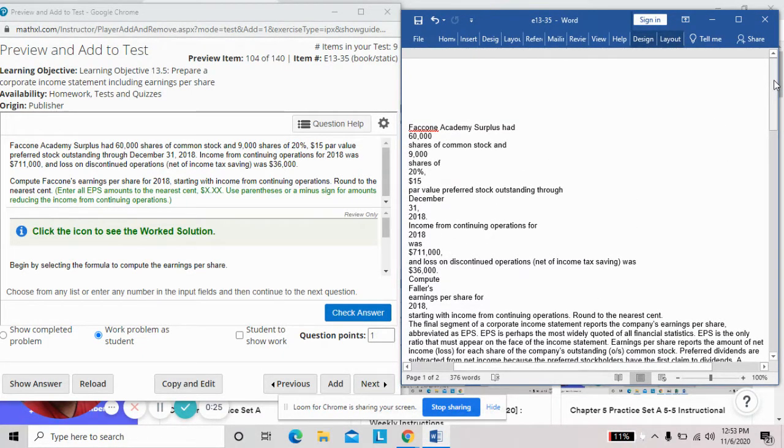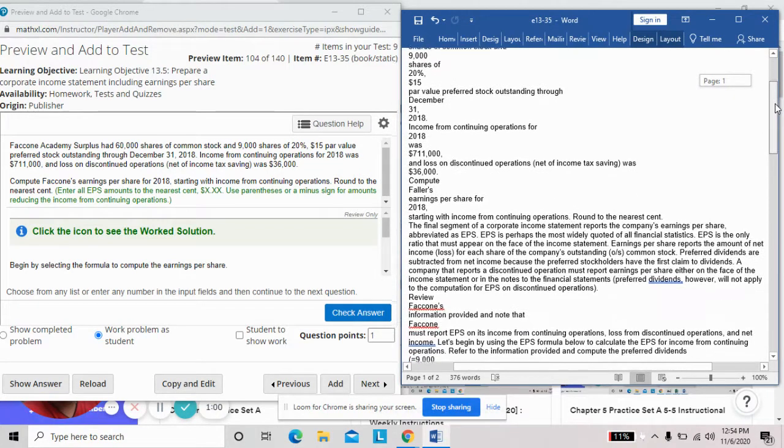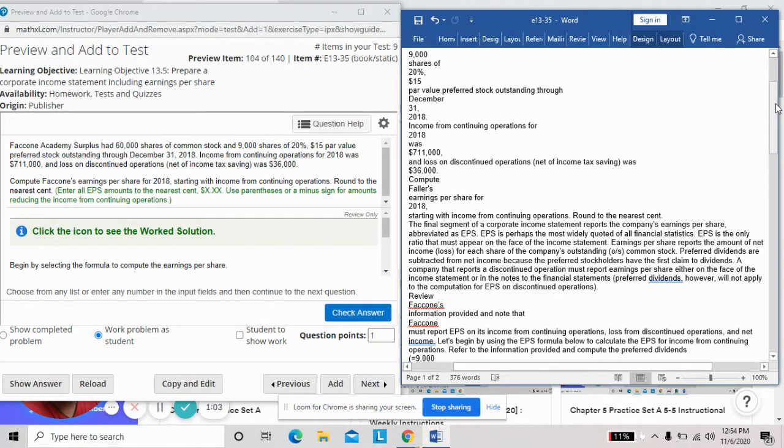Macone Academy Surplus had 60,000 shares of common stock and 9,000 shares of 20% $15 par valued preferred stock outstanding through December 31st, 2018. Income from continuing operations for 2018 was $711,000, and loss on discontinued operations net of income tax saving was $36,000. In this problem, you need to compute earnings per share for 2018, starting with the income from continuing operations, rounding to the nearest cent.